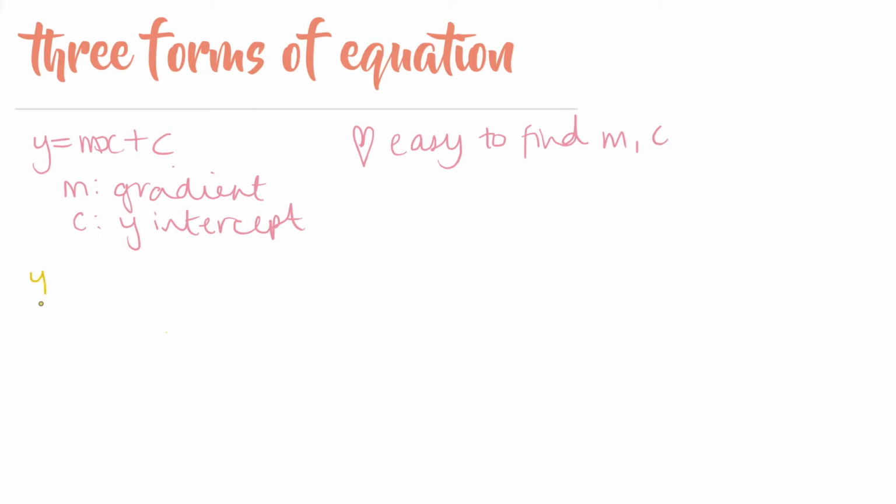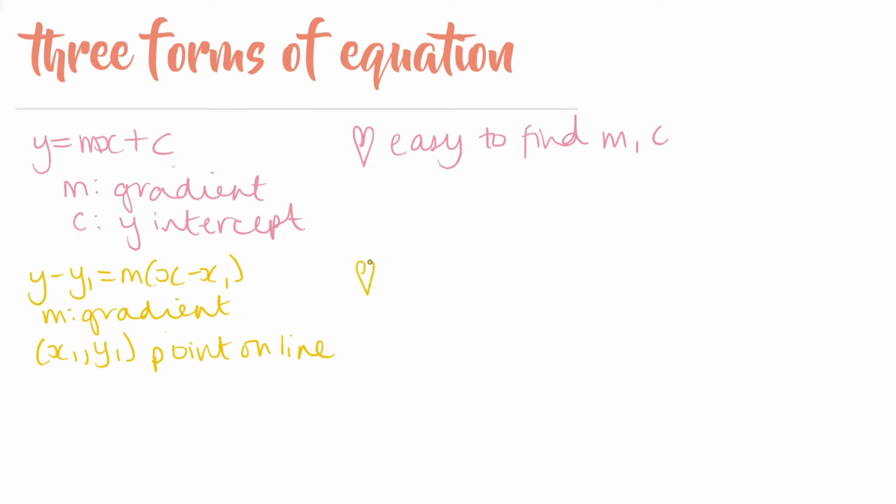The next form you're required to know is this one. It's y minus y1 equals m times x minus x1. Now here again we've got the m being the gradient, and this x1 and y1 are actually coordinates of any point on the line. They can be absolutely any point on the line, and they're the coordinates for them.